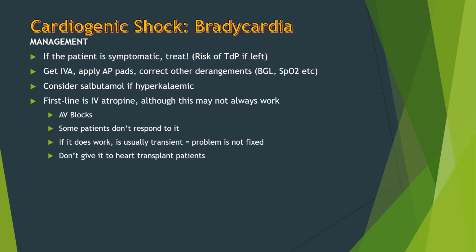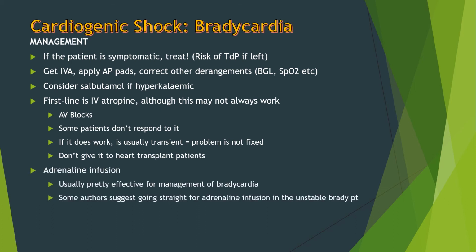First line management is IV atropine, but this might not always work because, for example, if you're looking at an AV block, there's minimal vagal tone in the AV node. Most of the vagal tone is found in the sinoatrial node. Some patients just don't respond to it. If it does work, it's usually transient and the problem isn't fixed. It's also important to note not to give it to heart transplant patients because it can cause blocks or asystole. Atropine is a muscarinic 2 receptor antagonist, meaning that it blocks the parasympathetic nervous system.